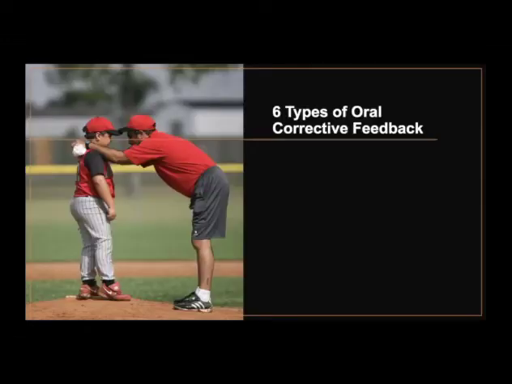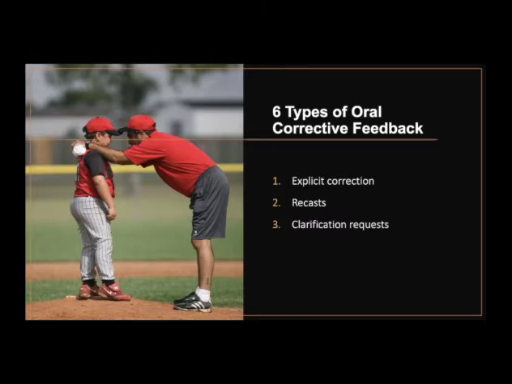There are 6 types of oral corrective feedback. They include explicit correction, when the teacher provides the correct form, or when the teacher simply states that the form the student used was incorrect. Recasts, when the teacher responds to the learner by restating the form correctly without letting the student know that his or her formulation was incorrect. It's very implicit.